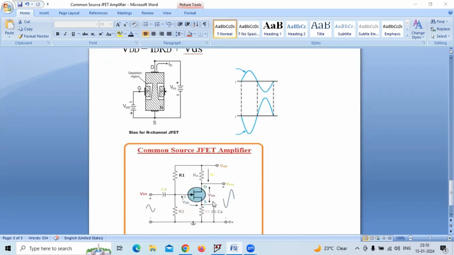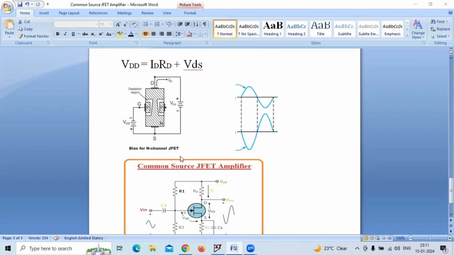When you see the working of the common source JFET amplifier, initially when the input is applied, if this is the input positive half cycle, then as we know that it is an n-channel JFET, and the gate is connected to VGS, gate to source voltage. So initially when the positive half cycle comes, the depletion region is less. When the depletion region width is less, the channel width is more. When the channel width is more, the current flow through this channel is more.